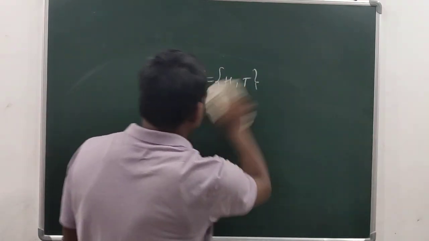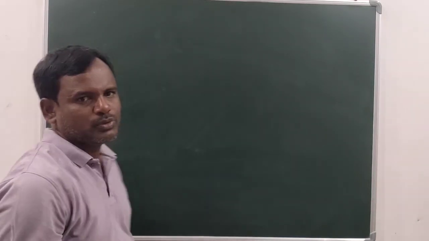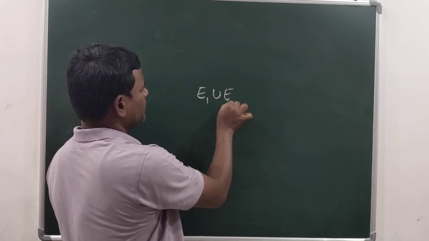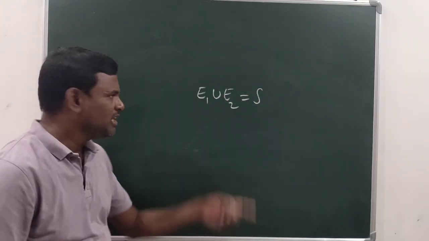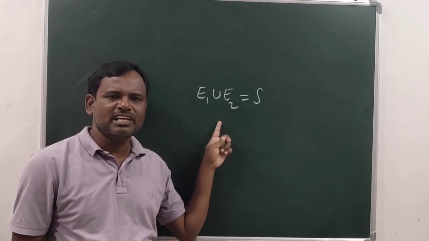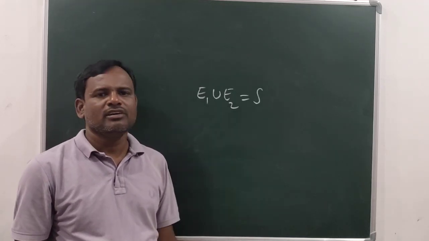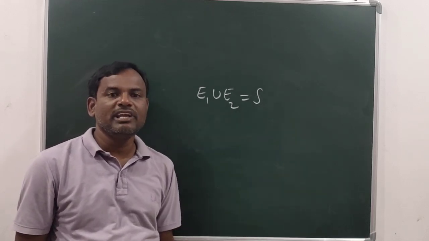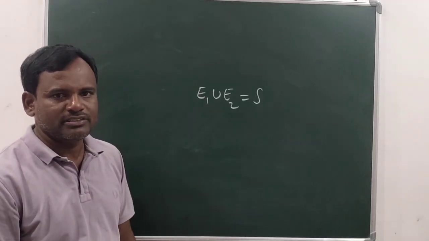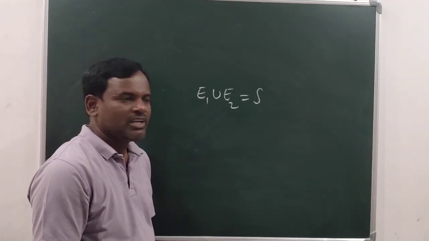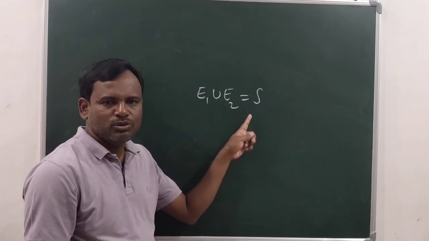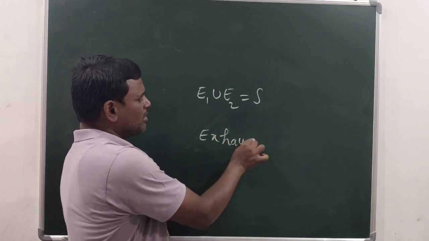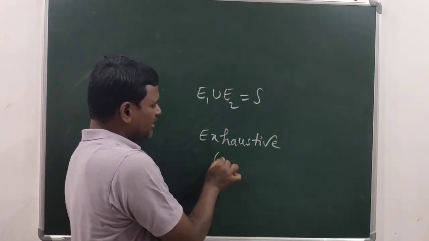See, next, suppose you take the union of these two, E1 union E2. Now you get the sample space. E1 represents getting head, E2 represents getting tail. Now take their union, you are getting the sample space. So if you get it like this, then these two events are said to be exhaustive events. What do we say? If the union of events is equal to the sample space, then such events are said to be exhaustive events.